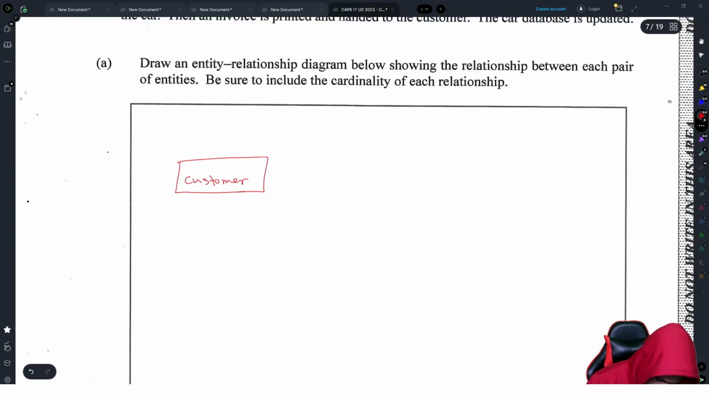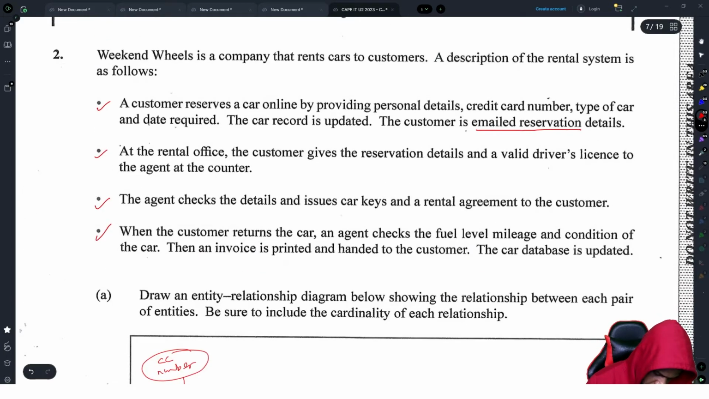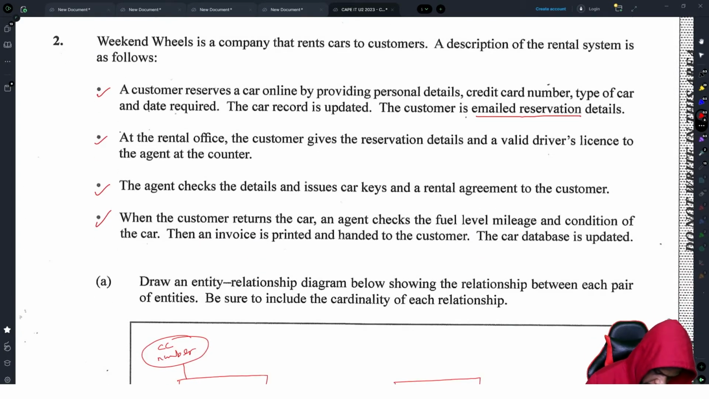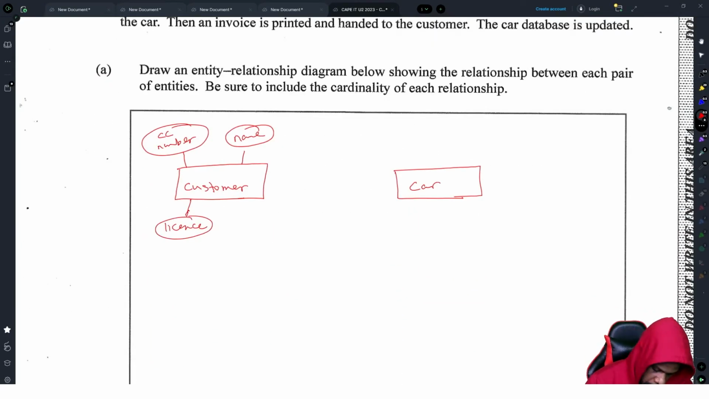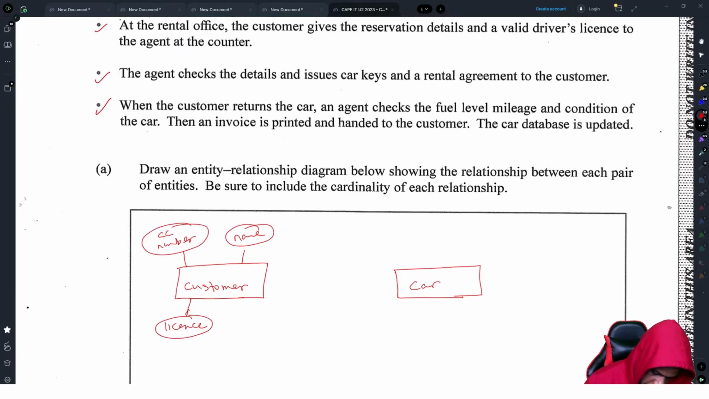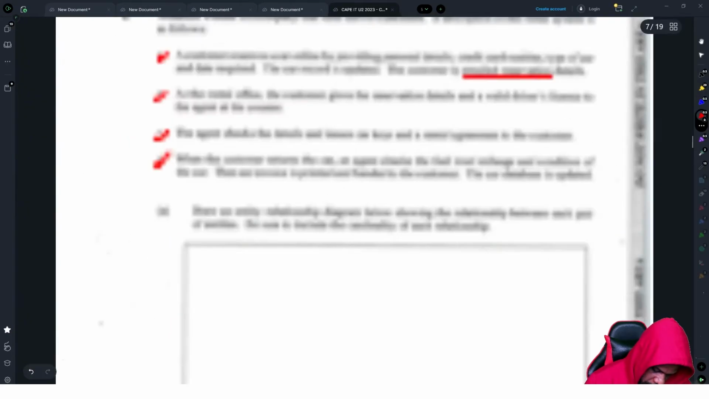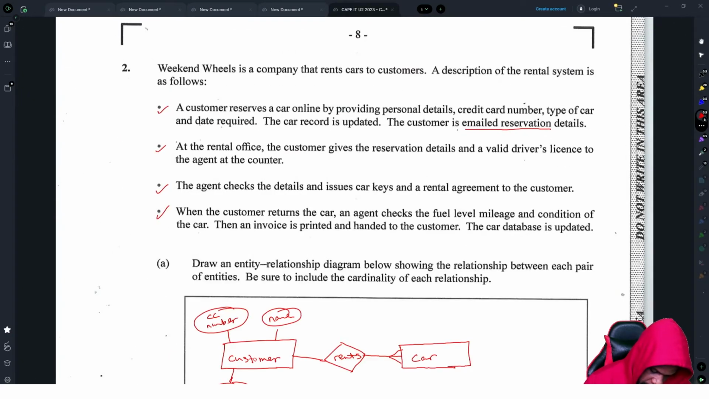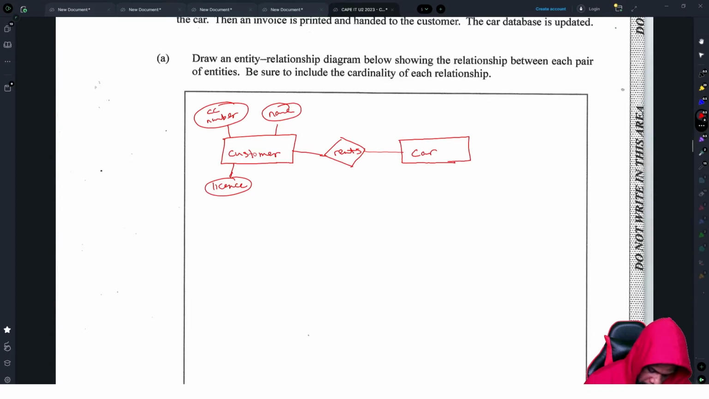Customer, car. Our customer has a credit card number. What else do they have about our customer? They probably have a name, a license. Yeah, that'll be the attributes of a customer. One customer could rent many cars, I guess. Or does a customer rent one car? The customer reserves a car online by providing, they said a car. We'll have to assume that it's one car, even though logically speaking, our customer should be able to rent multiple cars. But one customer rents one car.